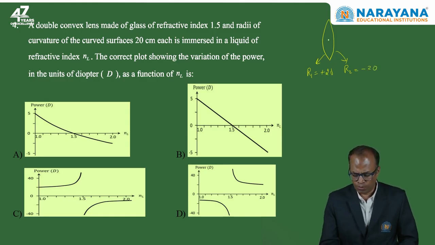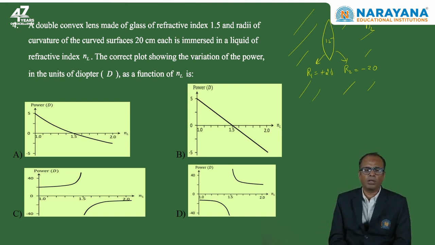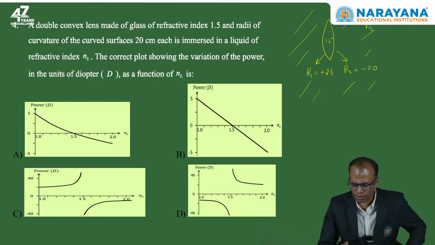And this is made up of a material of refractive index 1.5 and the surrounding medium is a liquid whose refractive index is given as NL. Okay. The correct plot showing the variation of power in diopter as a function of NL is. So diopter is meter inverse. So I need to convert centimeter into meter carefully, and I have to think about the power.